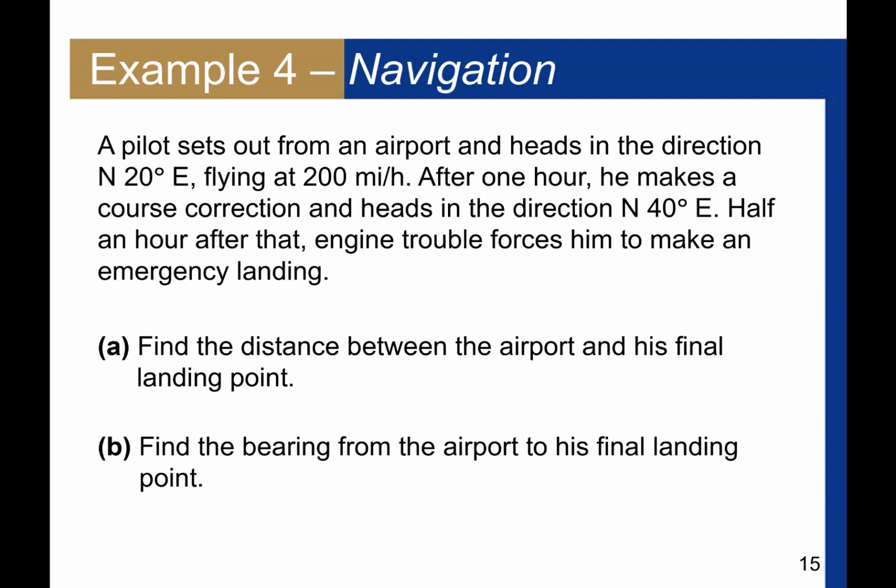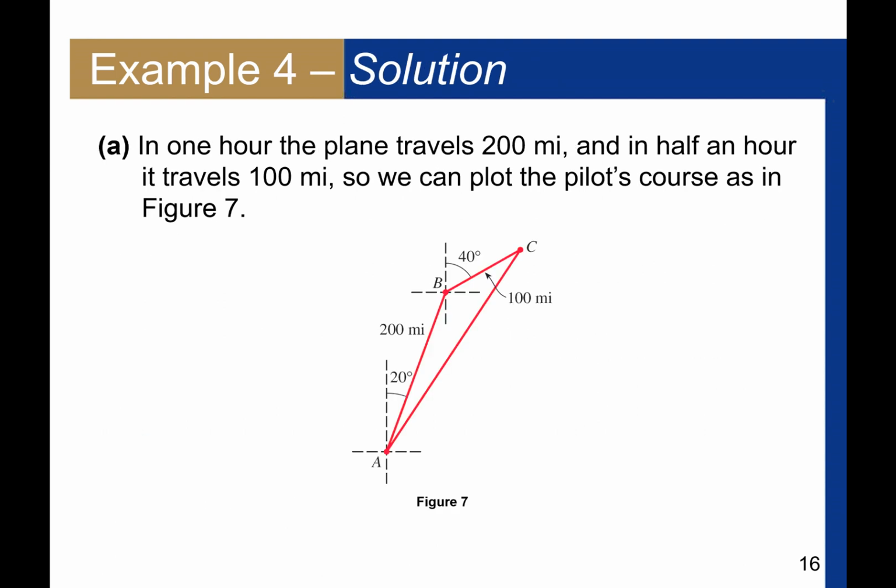We are challenged to find the distance between the airport where he took off and his final landing point, and then calculate the bearing from the airport to his final landing point. Hopefully, he landed safely, but we're going to send people to check him out. We need a picture. So from point A, the airport, hey, that worked out nicely for once. From due north, 20 degrees to the east.